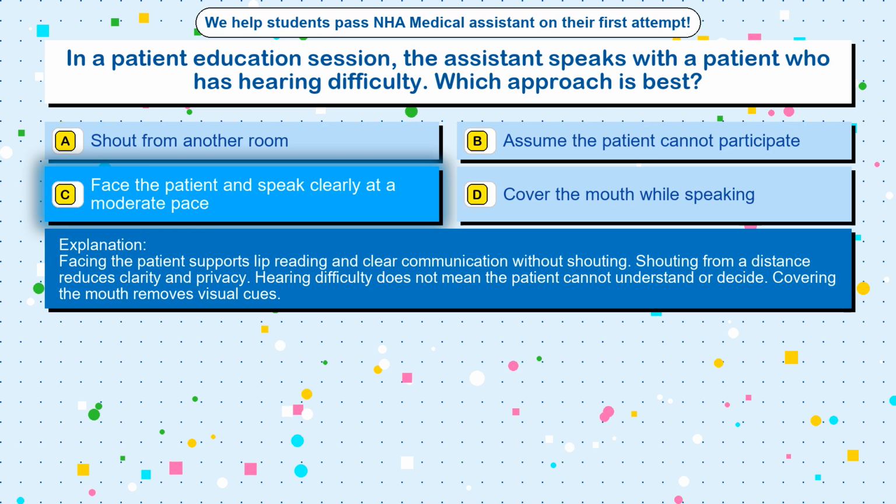Facing the patient supports lip reading and clear communication without shouting. Shouting from a distance reduces clarity and privacy. Hearing difficulty does not mean the patient cannot understand or decide. Covering the mouth removes visual cues.